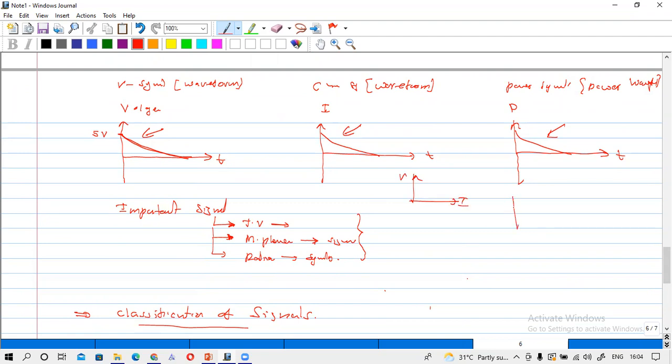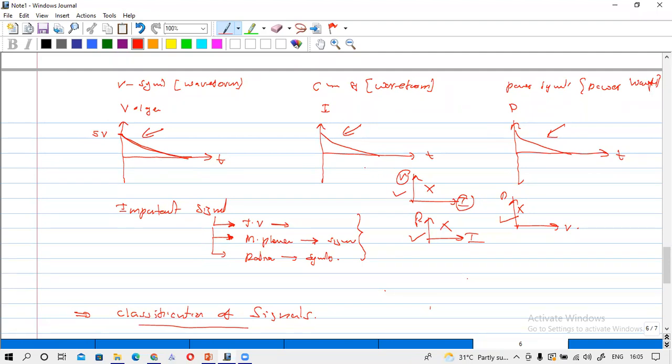And also we can plot power according to the voltage. And also we can plot power according to the current. Likewise, we can get any value: voltage according to the current, power according to the current, power according to voltage, current according to voltage. Likewise, these are also signals, but in this course we are not mainly focusing on these things.